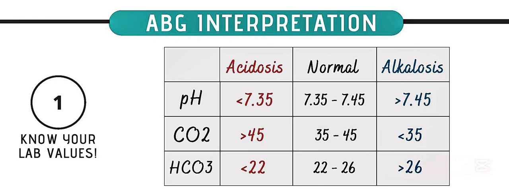Now after finding out the pH parameter, we need to look for the PaCO2. PaCO2 ranges from 35 to 45, and you can remember it easily by just dropping the 7 from the pH ranges. Bicarbonate gives the metabolic and kidney clue. The normal bicarbonate is 22 to 26 milliequivalents per liter.